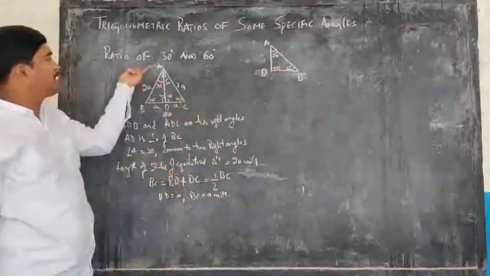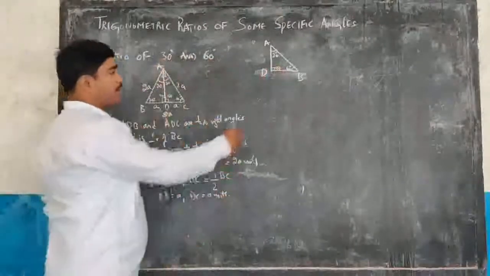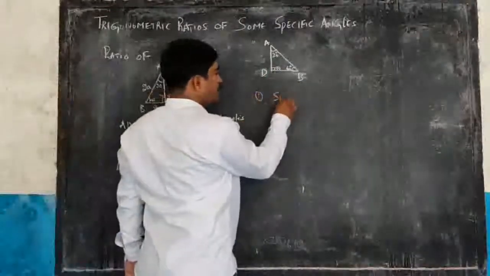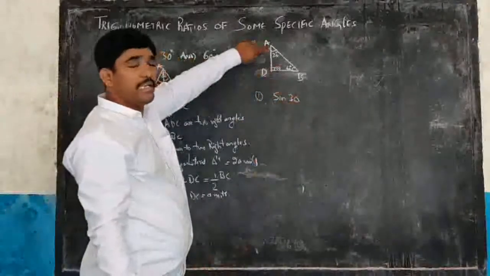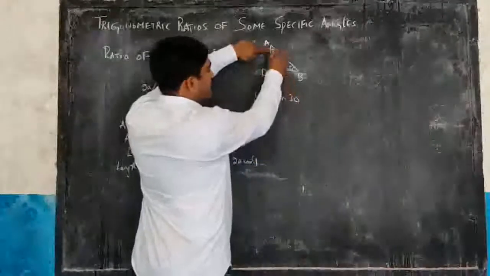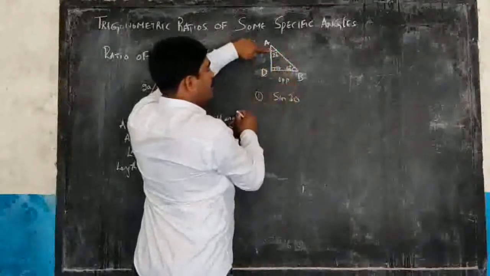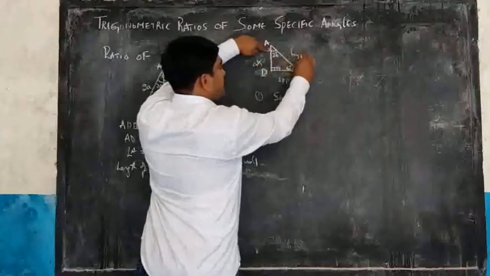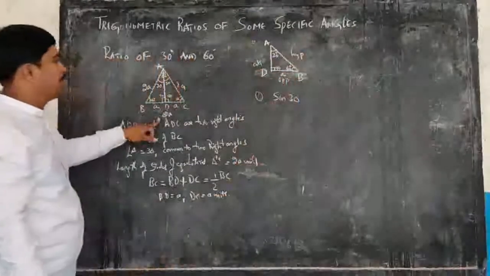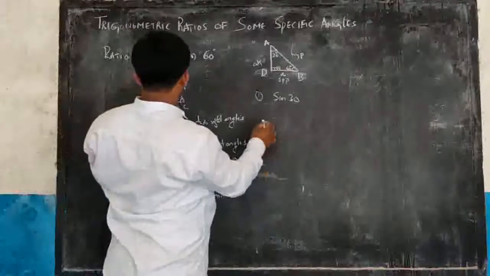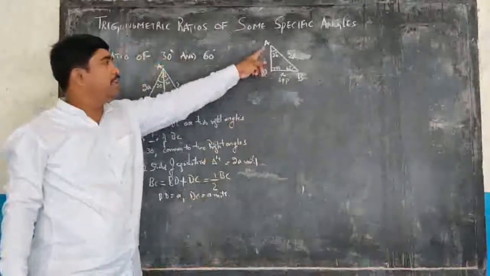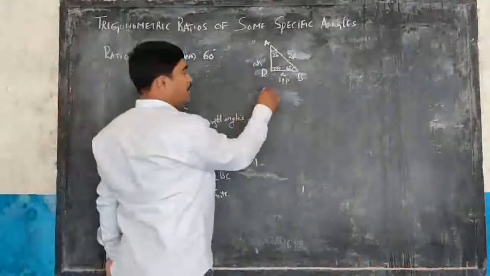Now how do we find out these 30 degrees and 60 degrees from this one? First I'll find out 30 degrees. Sine 30 degrees: if I consider angle A, I can get the value of 30 degrees. When it is sine, considering the angle, this is the opposite, this is the adjacent, and this is the hypotenuse. Now what are the values? DB is a, and what is the other side? AD. We need to find out this unknown value AD.